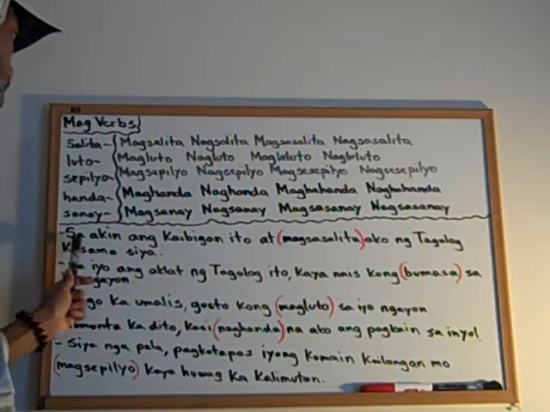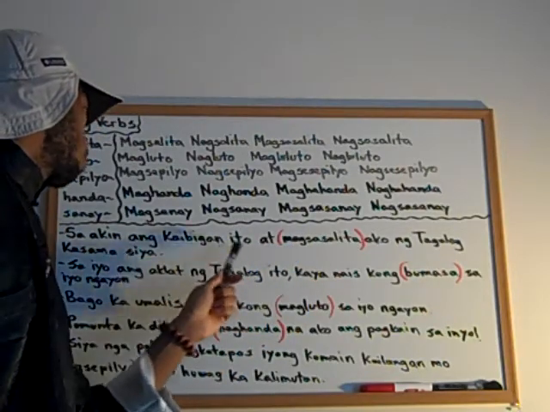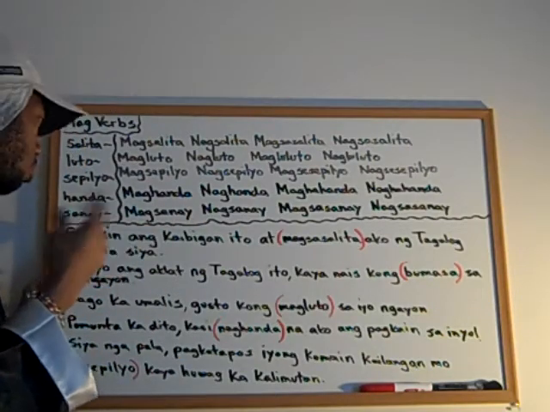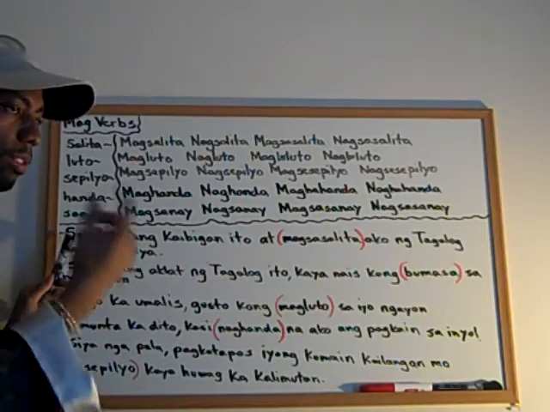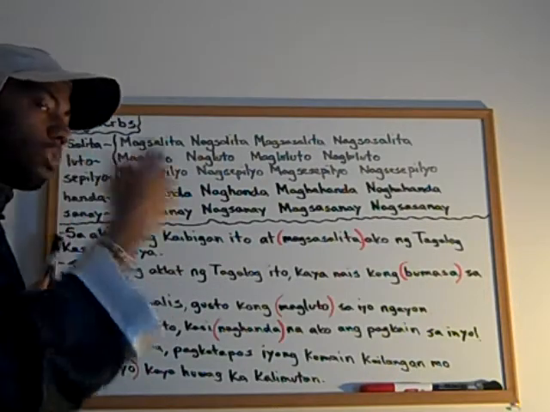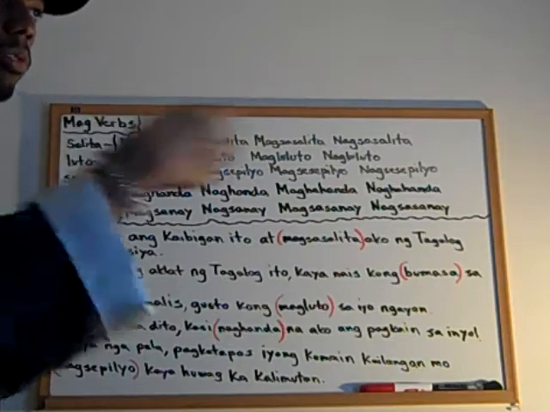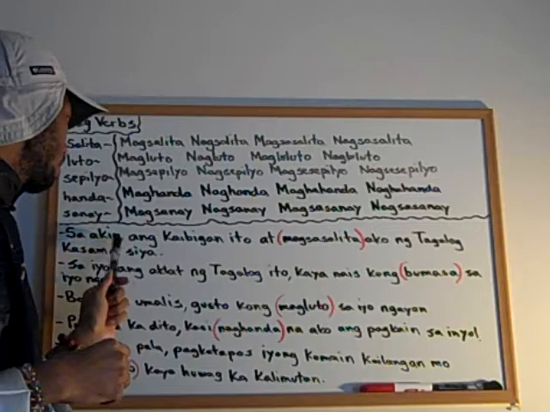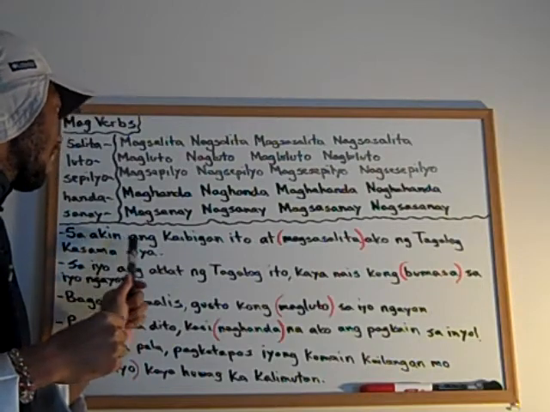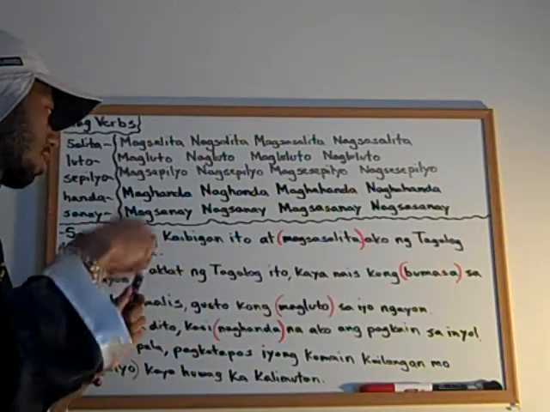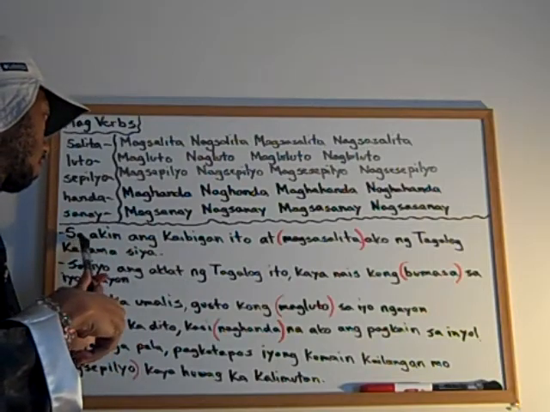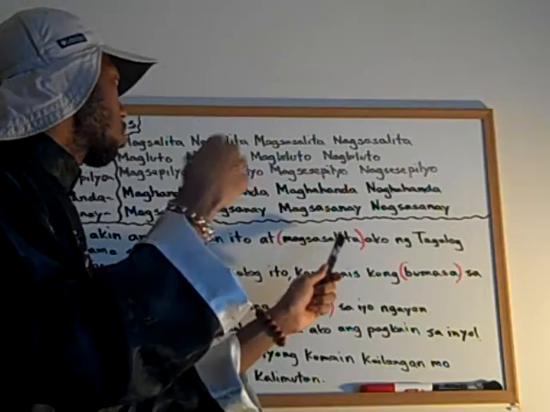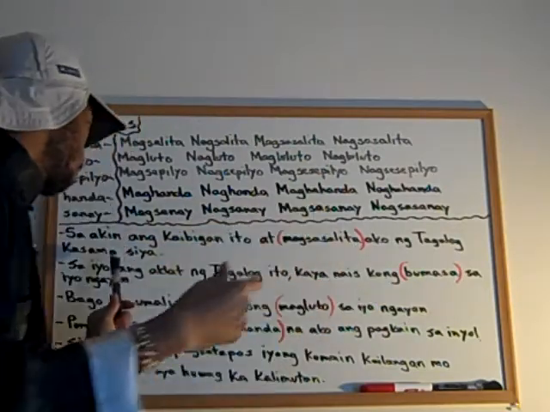So first of all, sa akin ang kaibigan nito. Remember I told you sa akin. You have a couple situations where you use sa'akin: when it's possession, or you do something for someone, or you're doing something to someone. But here sa'akin, this is possession. So sa'akin ang kaibigan ito. So this is my friend, and I will speak Tagalog with him.